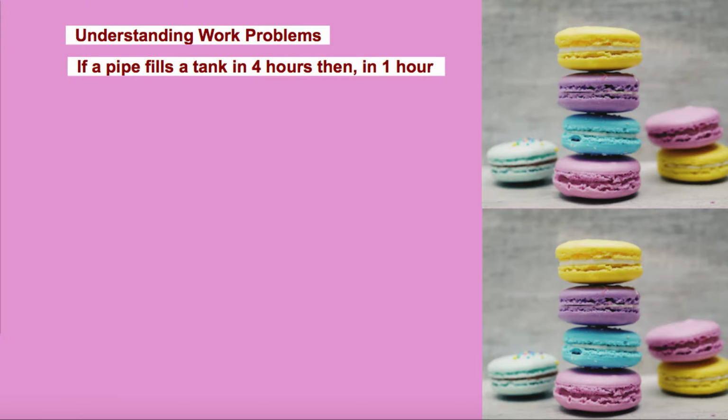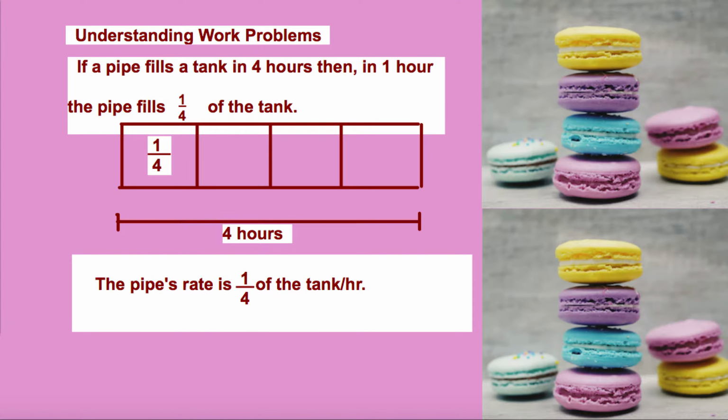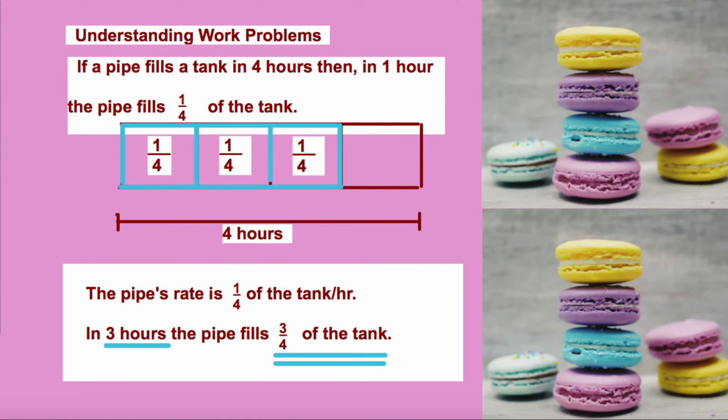If a pipe fills a tank in 4 hours, then in 1 hour, the pipe fills 1/4 of the tank. The pipe's rate is 1/4 of the tank per hour. In 3 hours, the pipe fills 3/4 of the tank.